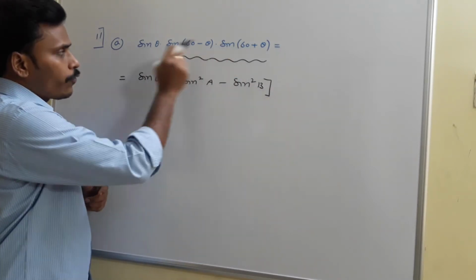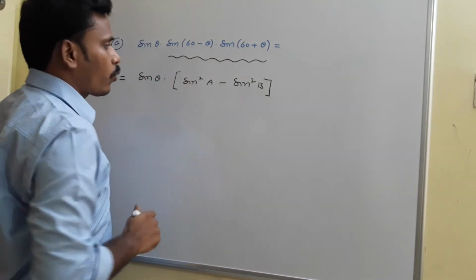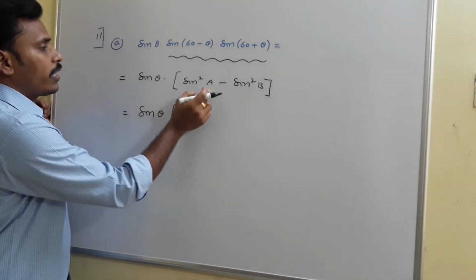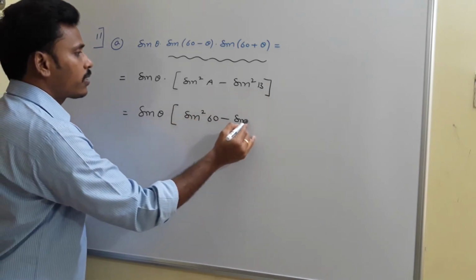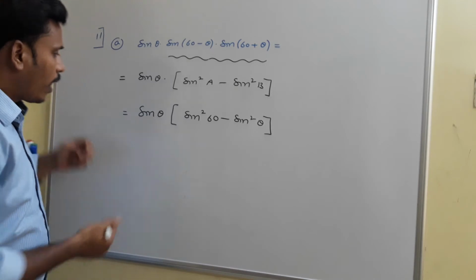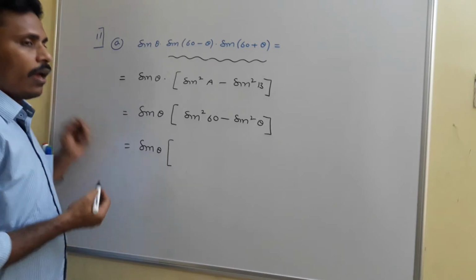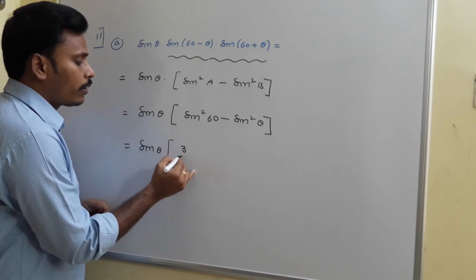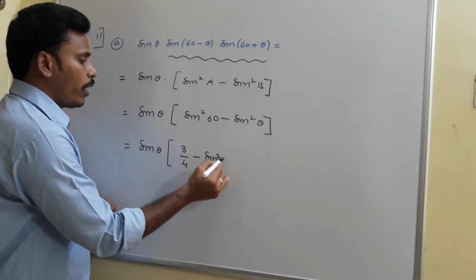Okay, if you observe it in that format, sin of a minus b into sin of a plus b becomes sin square a minus sin square b, and that is equal to sin theta into sin square a minus sin square b, which is nothing but sin square 60 minus sin square theta. Is it right? Since a is 60 and b is theta. And that is equal to sin theta into, what is sin square 60? We know that sin 60 degrees is root 3 by 2 and its square is 3 by 4, so root 3 by 2 whole square is 3 by 4, minus sin square theta.